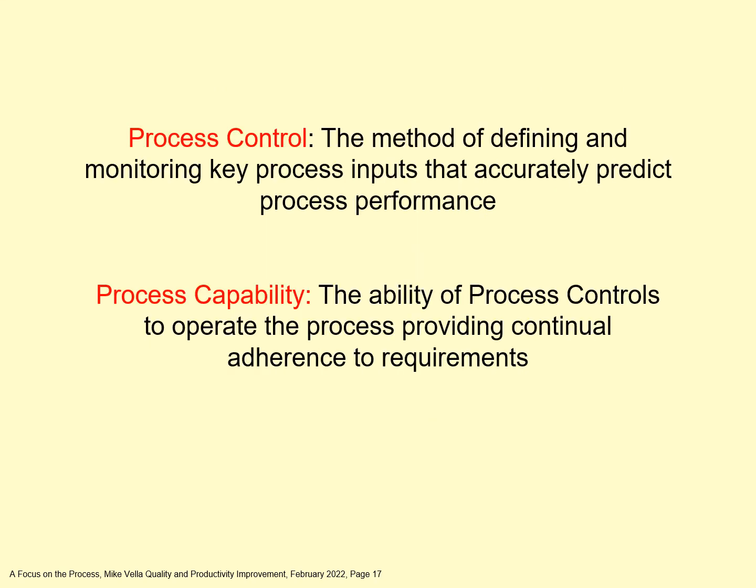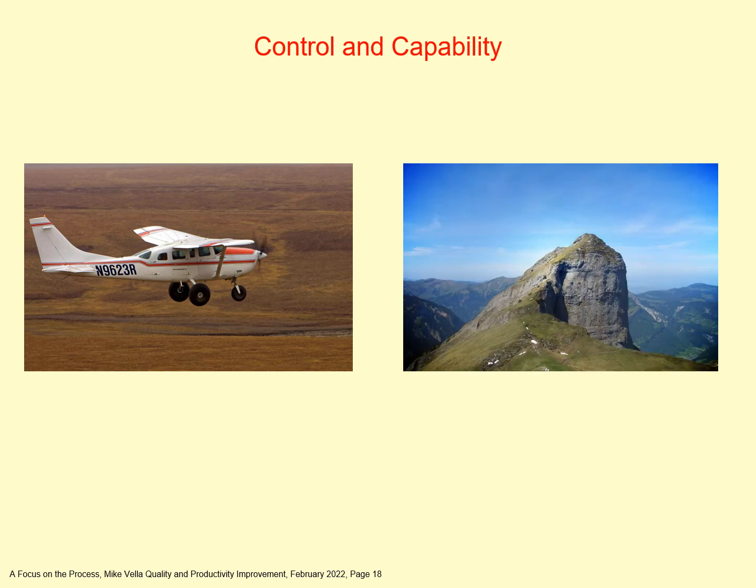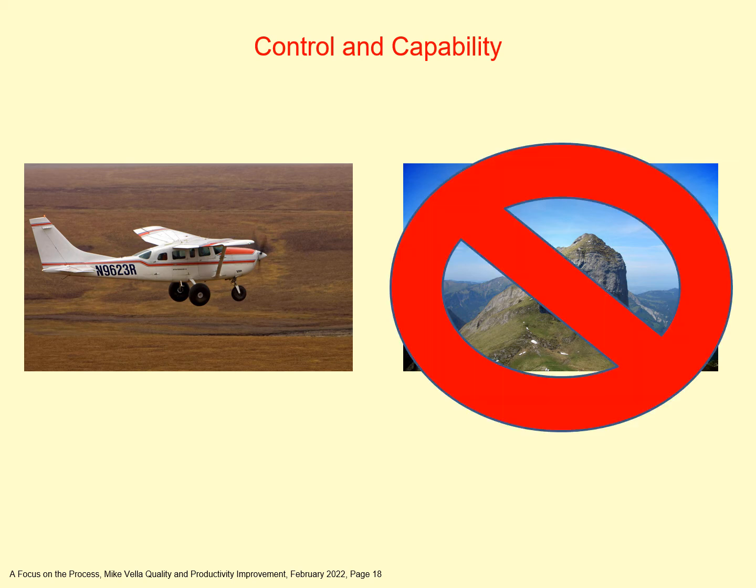Back to the definitions. Process control is a method of defining and monitoring key process inputs that accurately predict process performance, and process capability is the ability for process controls to operate the process, providing continual adherence to requirements. Again, using my airplane analogy, you've got a pilot flying nice and level, everybody's happy. Now you've got a mountain. So in one case, you're in control. Are you capable? What you don't want to do is have that airplane run into the mountain. That would be out of spec.